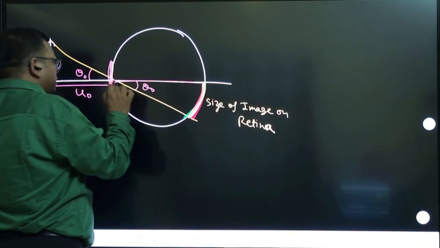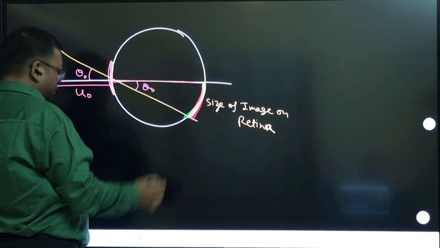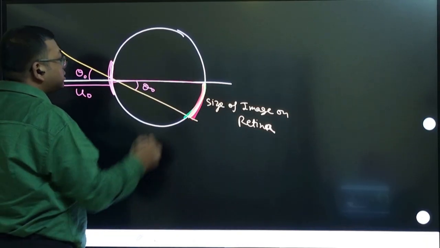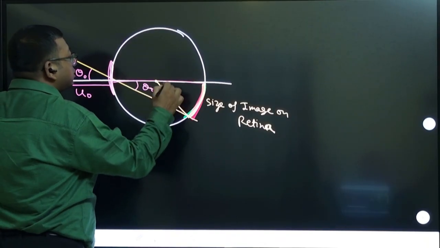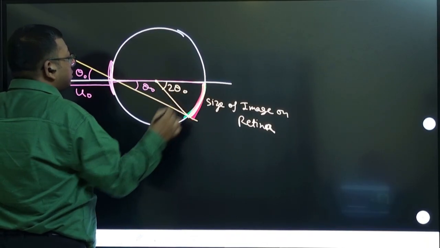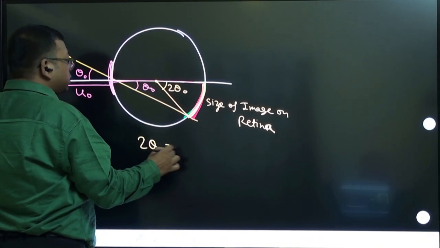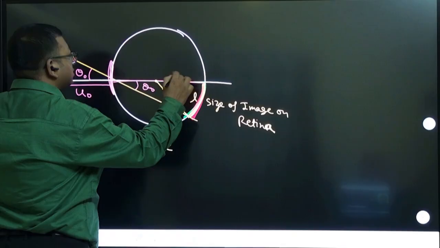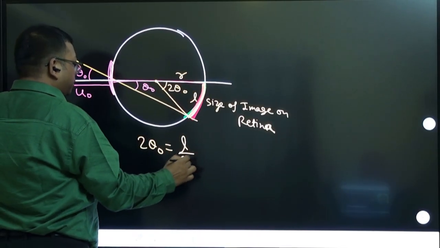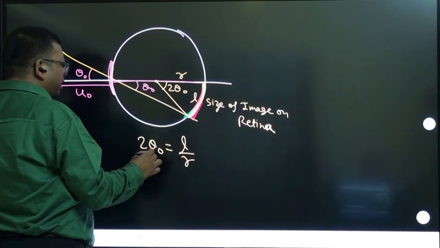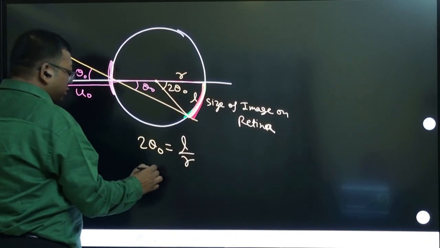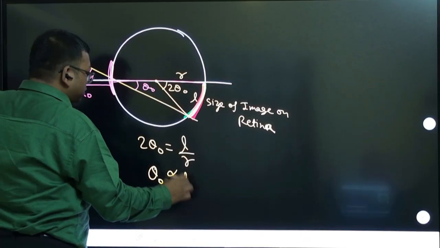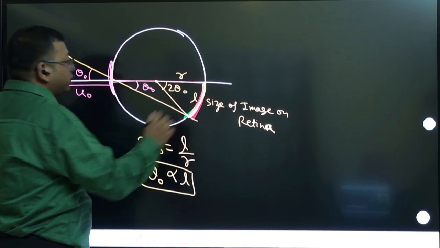So this distance is fixed, but this distance can change. Also note that this is the center point, and this will become 2 theta naught. Let us say this length is L and this is the radius R. So L by R: definitely this angle theta naught is proportional to this length L, the length of the image.